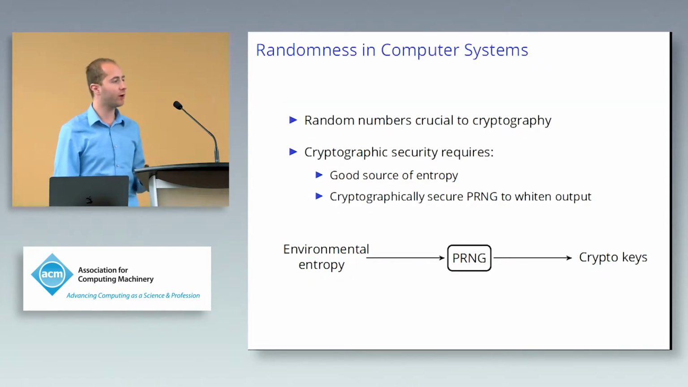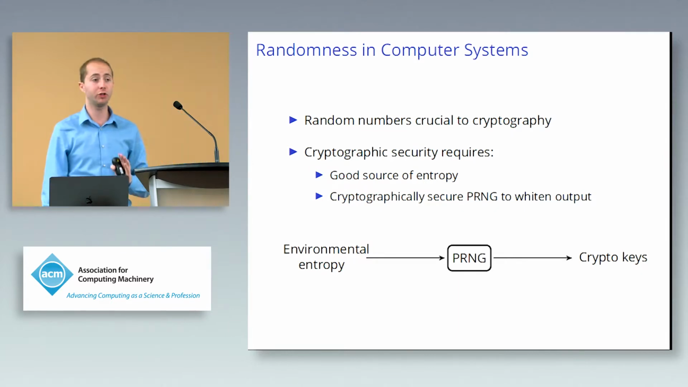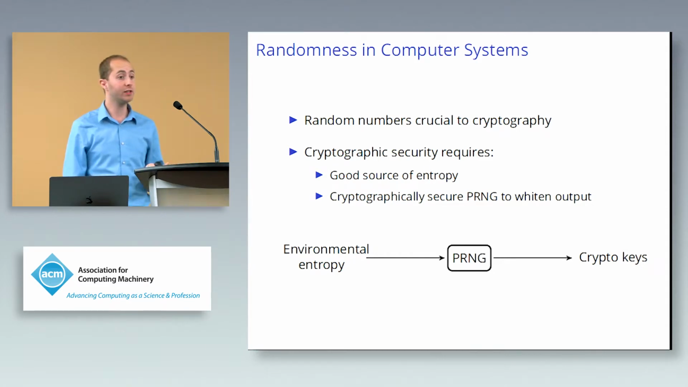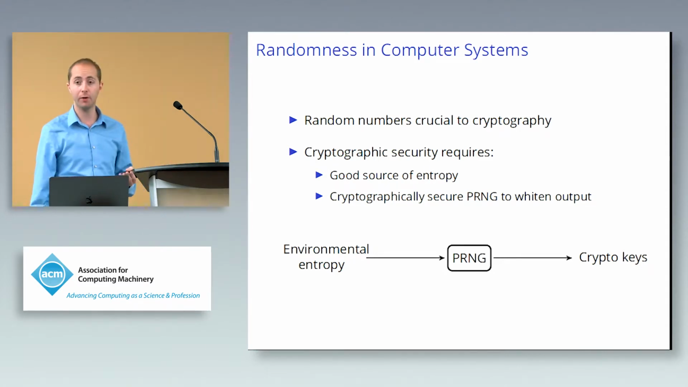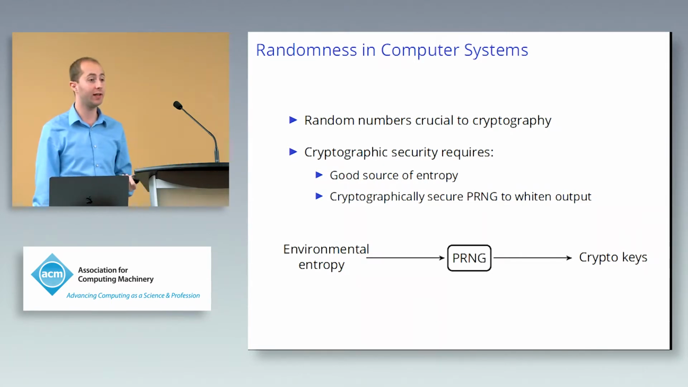So for a quick refresher, random number generators are absolutely crucial to cryptography. Pretty much every time you generate a cryptographic key or a parameter for some cryptographic protocol, you're relying on your system's pseudo-random number generator. In order for this random number generator to be secure, there are two important things that are required. First, a high-quality source of entropy, and also a good pseudo-random number generator design that can be used to whiten the output from your environmental source.